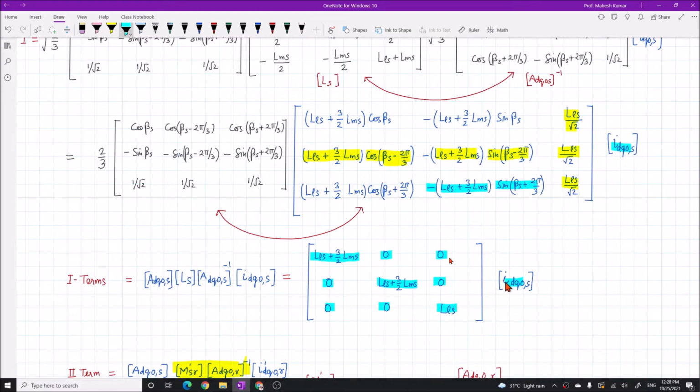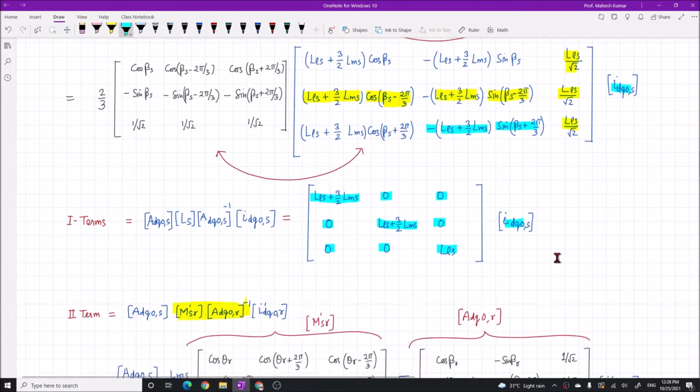Compute it by your own calculation and verify that you are getting this result. So what do we see? The first term transforms to this matrix, which is very simplified, in which we have only the diagonal elements with the values of LLS plus 3 by 2 LMS. Second diagonal is the same, LLS plus 3 by 2 LMS, and the third diagonal is LLS. So this is the first term. Okay, first term is over.